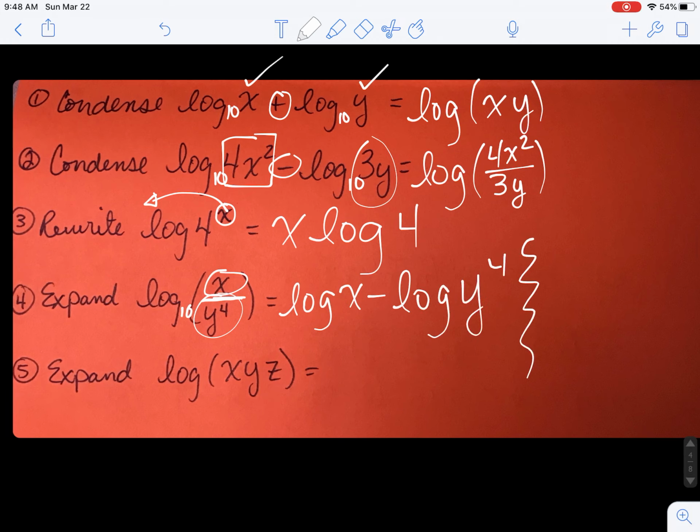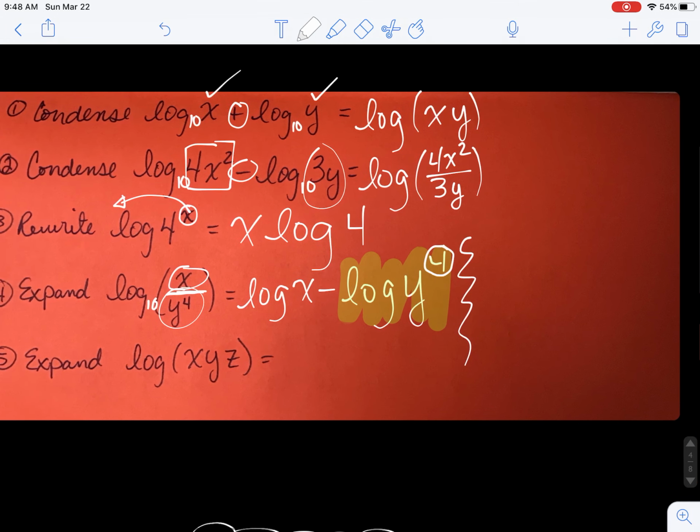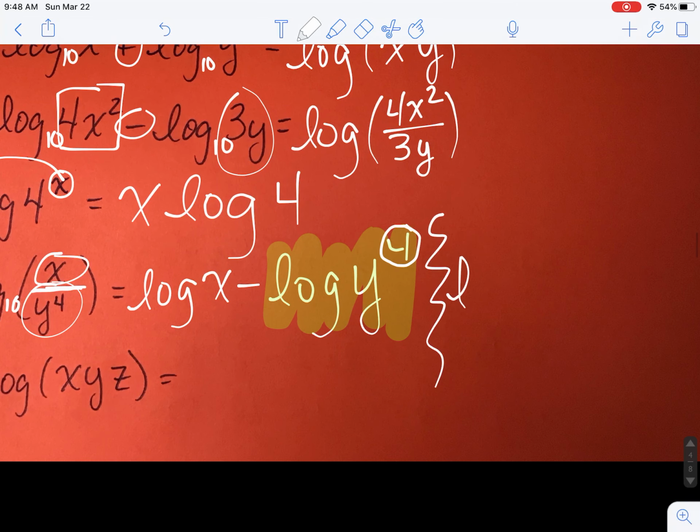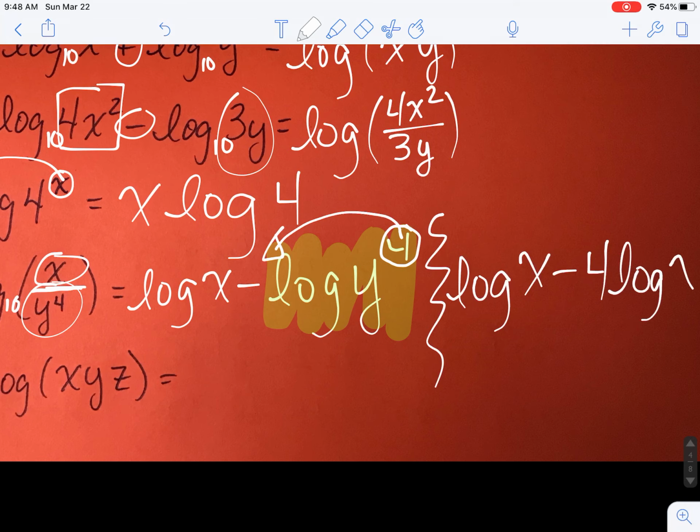We need to go one step further, because if you remember, if you look at that example here, we have a power rule that we can apply to that last log. So we're going to say log x minus, apply the power rule, 4 goes in front, being multiplied, times the value of log y. This would be our answer.